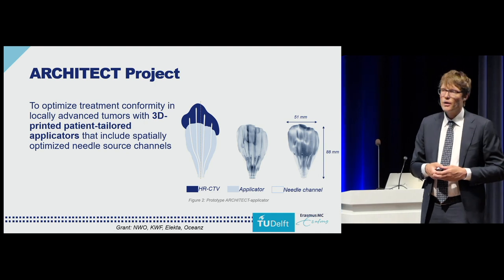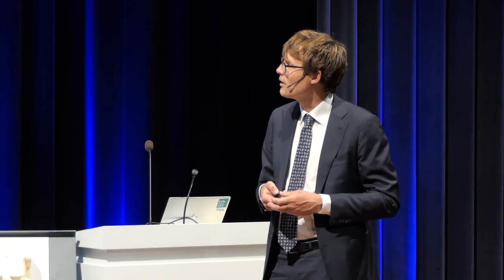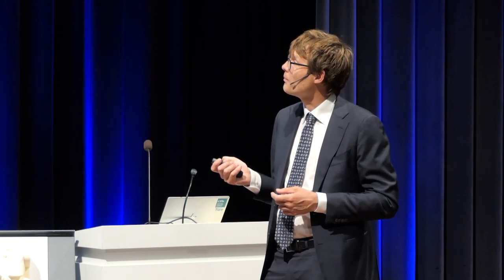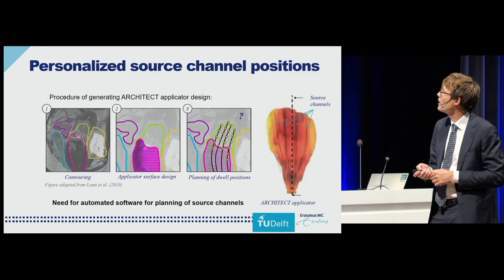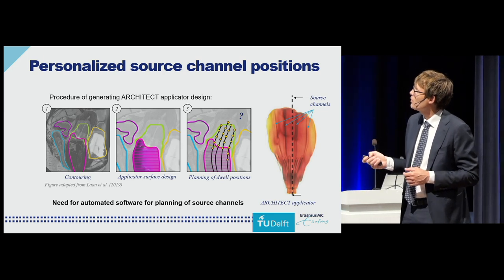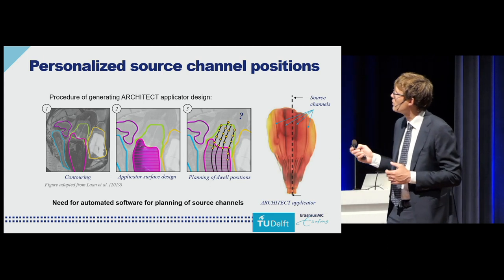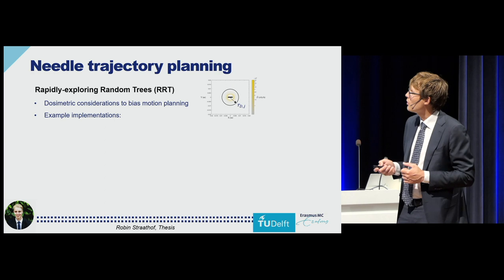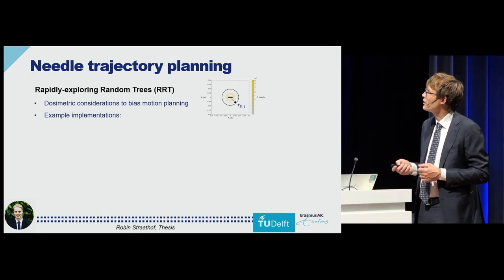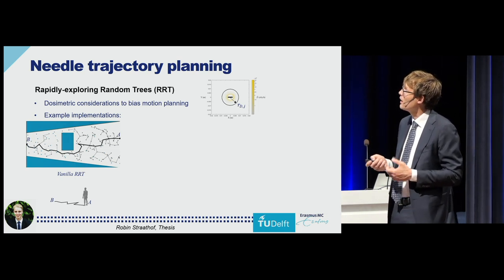So that was the onset for us to start a project which we call the Architect project, in which the goal is at the end to make these 3D printed applicators in, I would say, a more robust way, where we also use the 3D information from the MRI to more optimally space these needles. The procedure that we follow is that we use the MRI, we contour the areas, we have to delineate that, and then we use the surface design to make the model. But what's important also is how we position these needles in space. So another PhD student started working on this, and as part of his thesis, he used different methods to explore how to plan these needle trajectories.